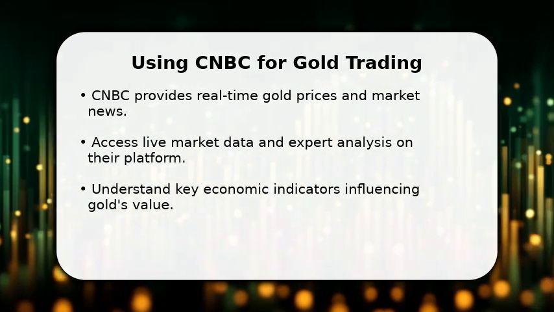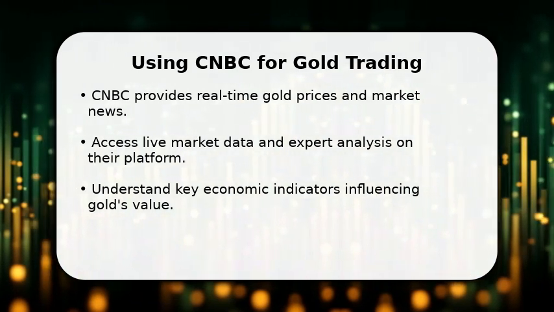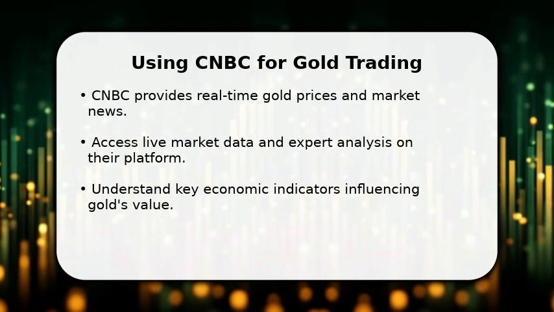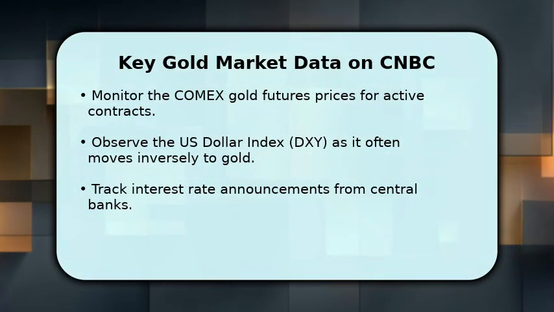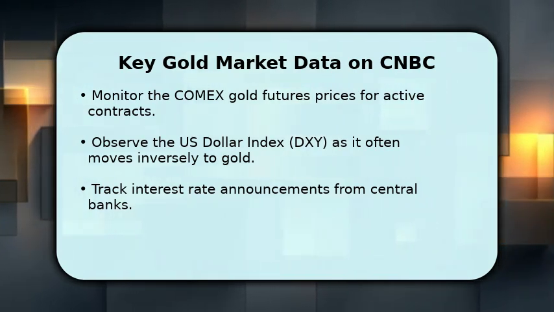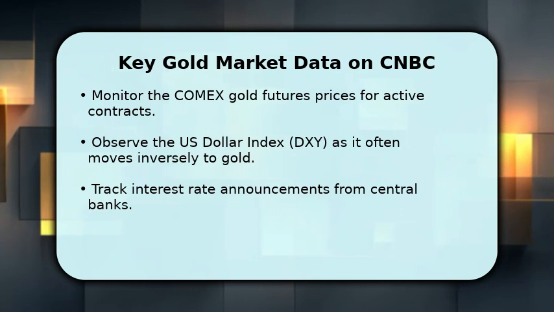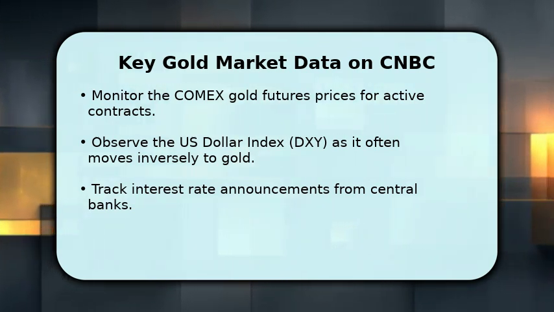CNBC also offers futures prices for various contract months, providing insight into future price expectations. This initial step helps you grasp the current market sentiment. When using CNBC, focus on several key data points. The COMEX gold futures prices, for example, show contracts for delivery in specific months, like February or April.